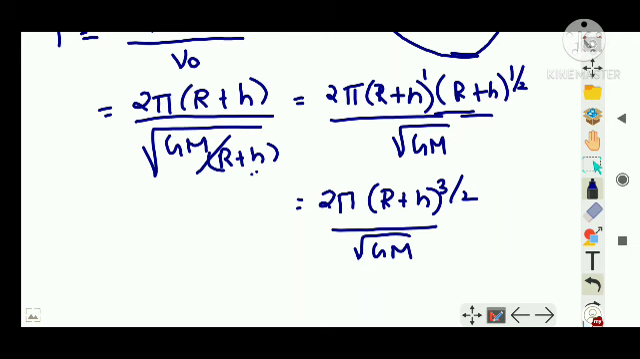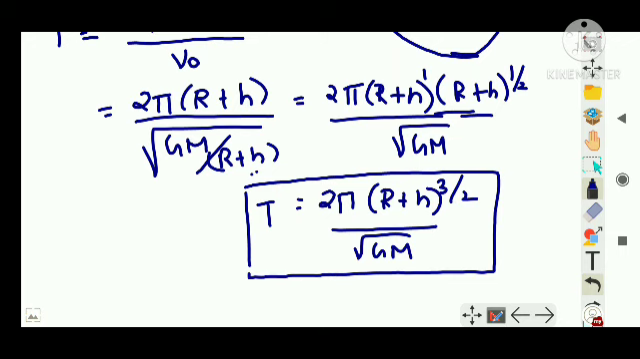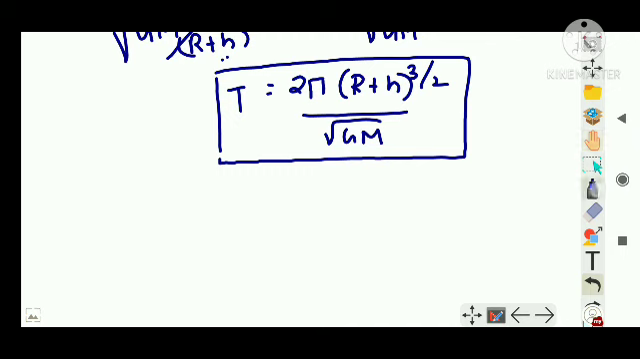Right? Easy. Now this is the expression for the time period of rotation of a satellite around Earth. This is the actual equation. Now we will discuss special cases.